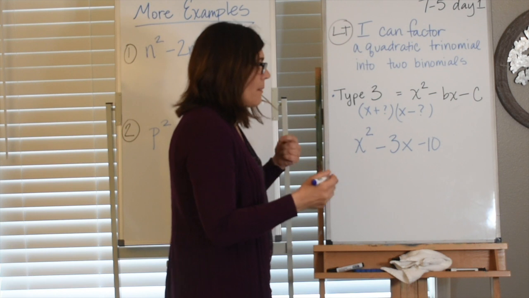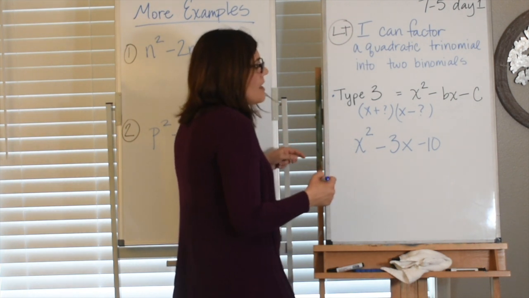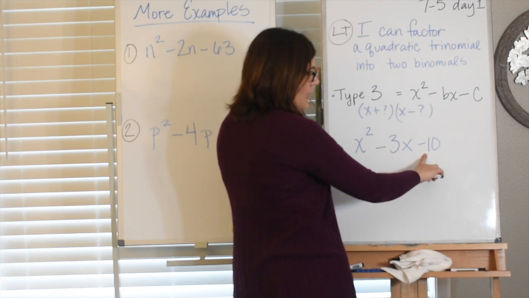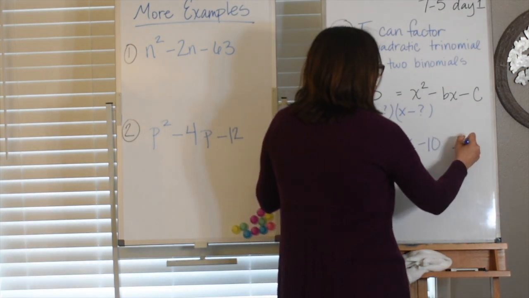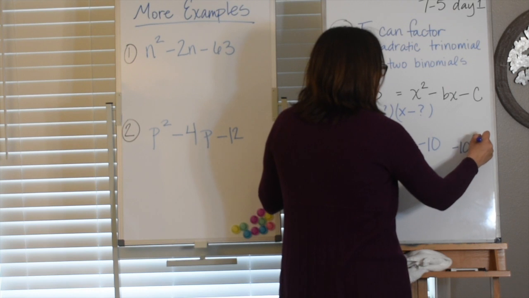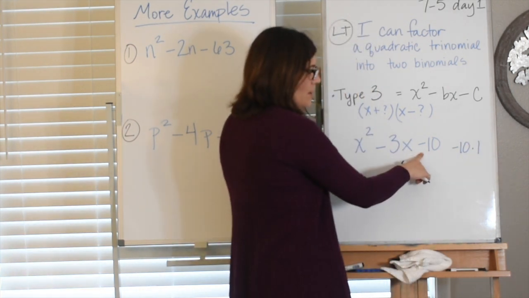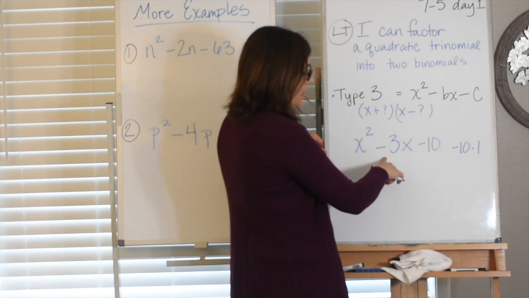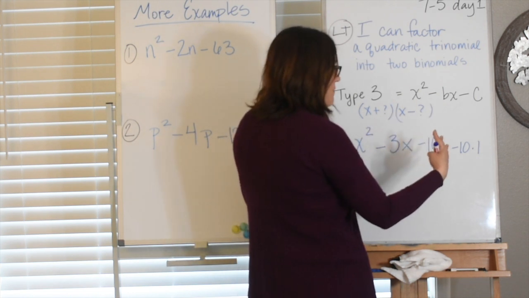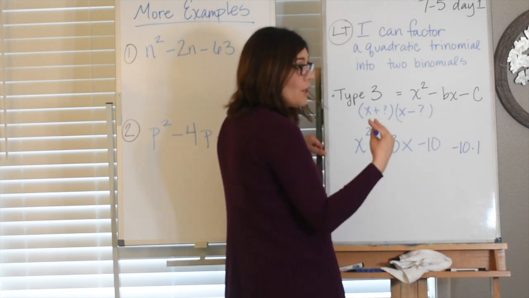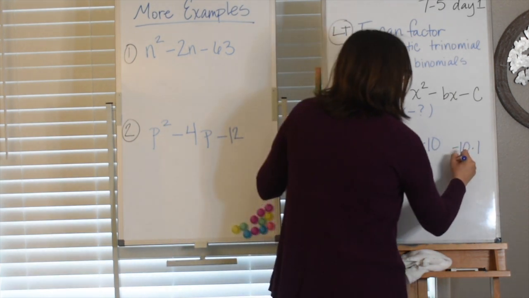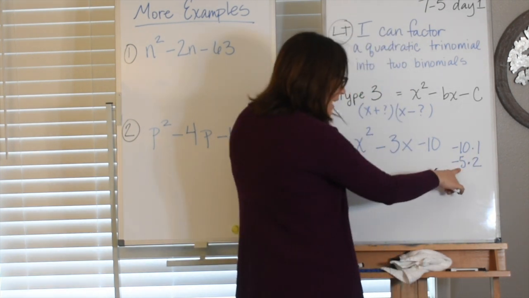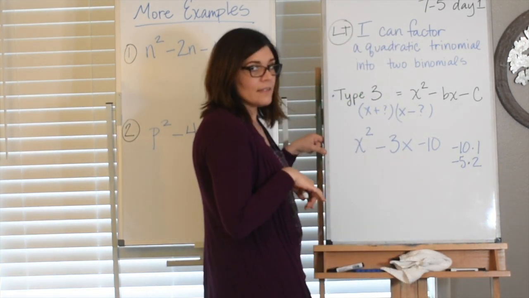So I'm going to think about my factor pairs of 10. Negative 1, and well, actually the larger one needs to be negative. So negative 10 times 1 results in negative 10. But when I add those together, I get negative 9. That is not negative 3. I'm going to go on to my next factor pair of 5 and 2. I know that the larger one needs to be negative. So negative 5 times 2. When I add those together, what do I get? I get that negative 3.